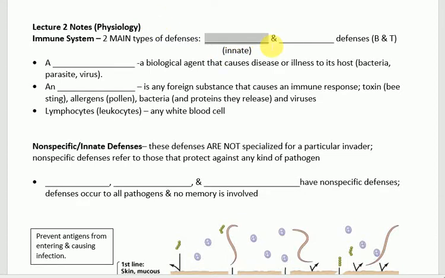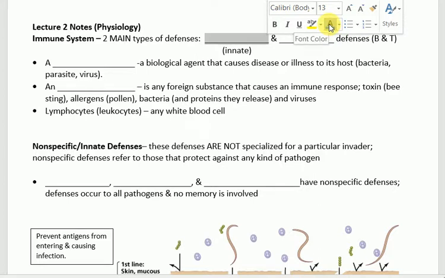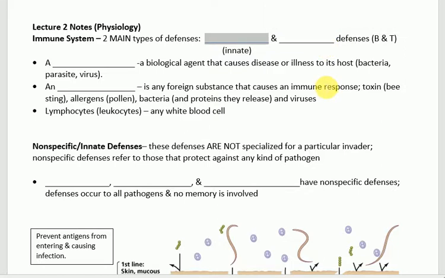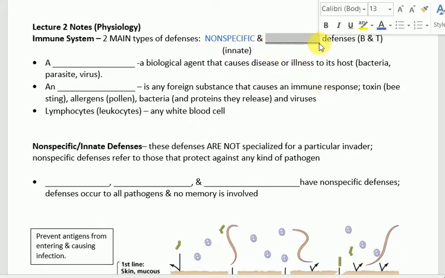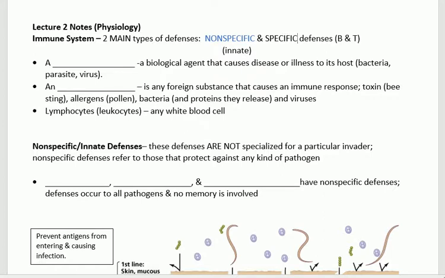Hi guys, welcome to lecture 2. We are going to talk about the immune system. So there are two main types of defenses in the immune system. We have the non-specific, which is innate, and then we have the specific defense, which is related to our B and T cells.